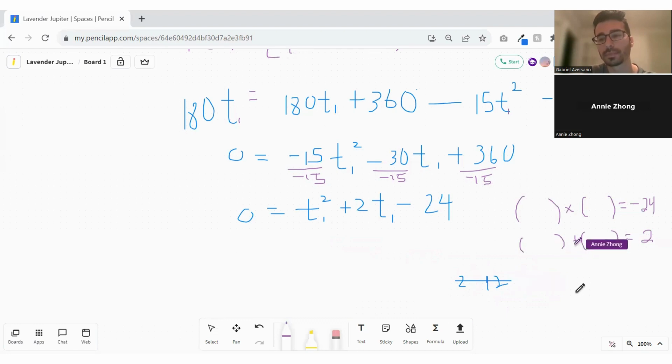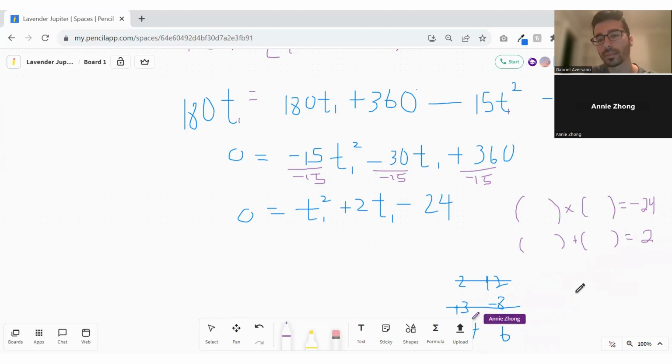Maybe if I try 3 and 8: if I have a negative 3, then my 8 will be a 5, which wouldn't make sense with this one. If I have a negative 8 and a positive 3, it also would not give me 2. So I can cross out this one. And then I can try 4 and 6.